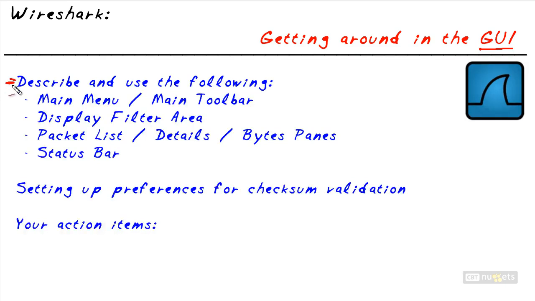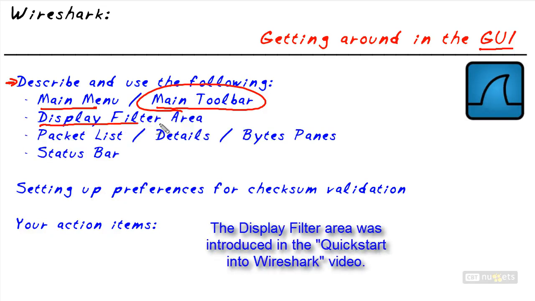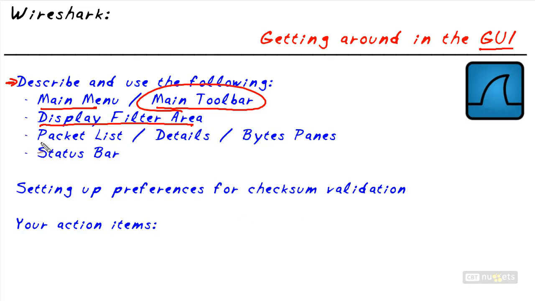So our goal in this nugget is to describe and use the following: the main menu, the main toolbar, which is really a critical area inside of Wireshark, the display filter area when we sorted based on just ARP type of protocol. We also have three panes that are really important: the packet list, the packet details, the packet bytes, and there's also a status bar at the bottom. I absolutely want you to be comfortable with where those areas are inside of the interface.